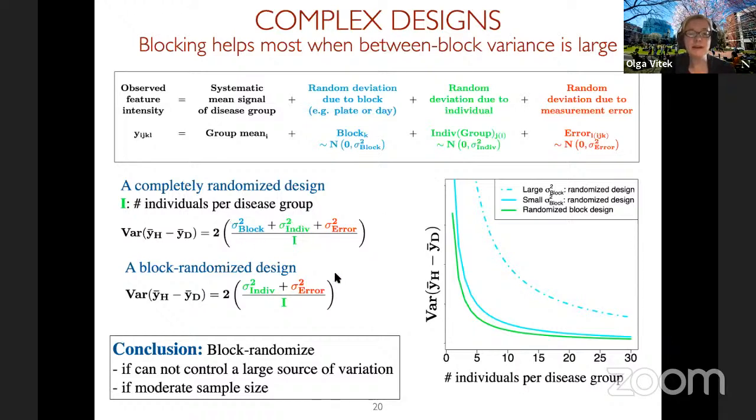But if we randomize, apply the blocking, and analyze the data as if the design has blocks, we essentially eliminate this component of variation from our noise. So we gain efficiency in our signal to noise. Now, how much efficiency do we gain? Well, it depends on how much block variance we have.